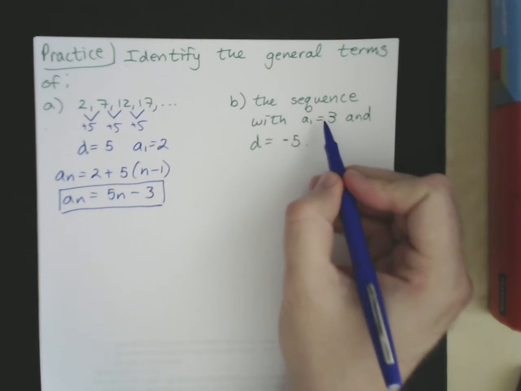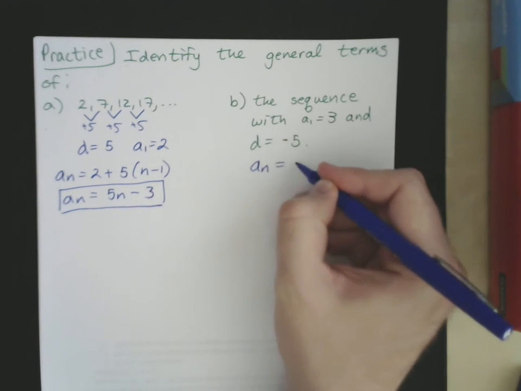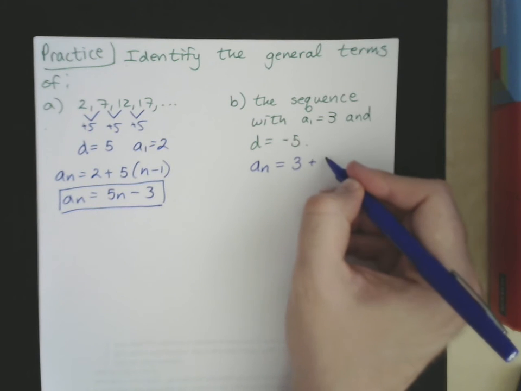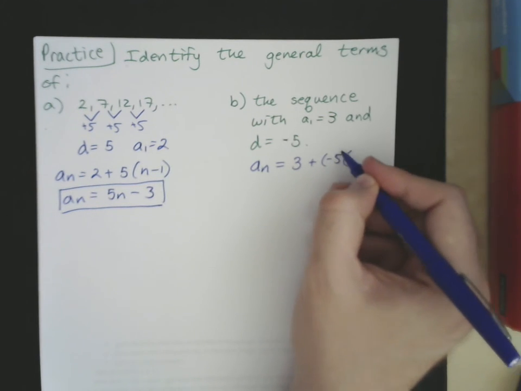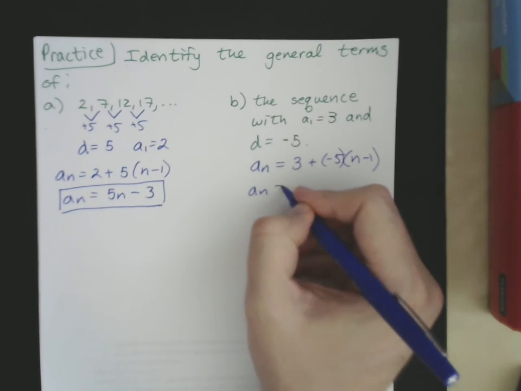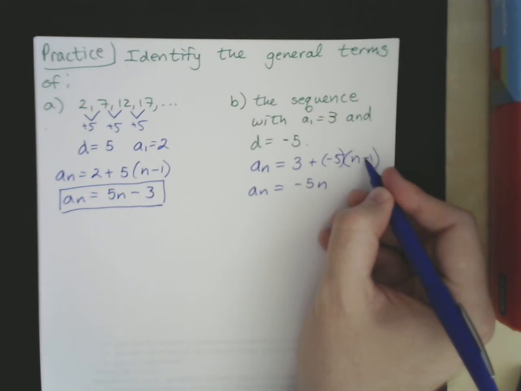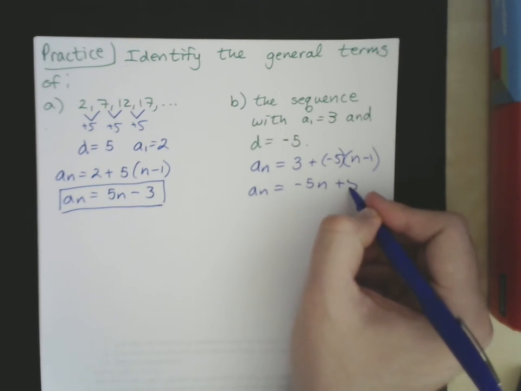Over here, they give us the d and they give us the first term, so a sub n is 3 plus -5 times n minus 1, or a sub n is going to be -5n plus 5 plus 3 is plus 8.